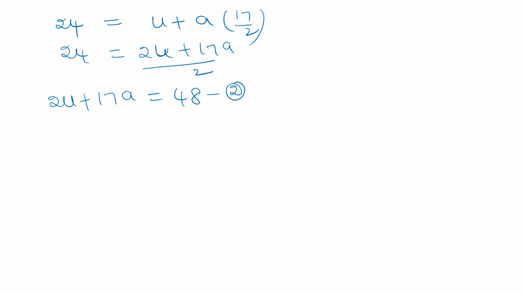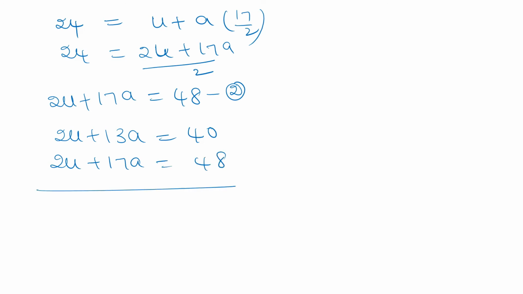So from the first and second equations, the first equation is 2u plus 13a is equals to 40. The second equation is 2u plus 17a is equals to 48. Subtracting these two equations, 2u gets cancelled. Here minus 4a is equals to minus 8, minus cancels. a is equals to 8 by 4, that is 4 ones, 4 twos, 2 meters per second square.